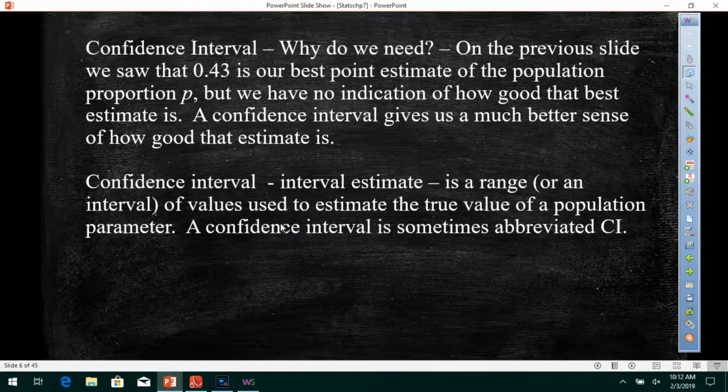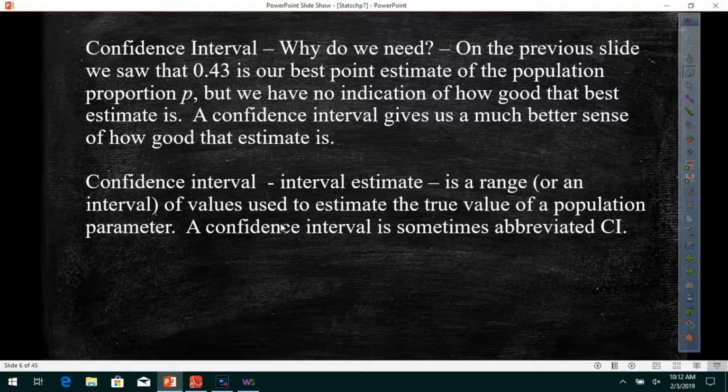Confidence interval. Why do we need that? On the previous slide, we saw that 0.43 is our best point estimate of the population proportion p, but we have no indication of how good that best estimate is. A confidence interval gives us a much better sense of how good that estimate is.